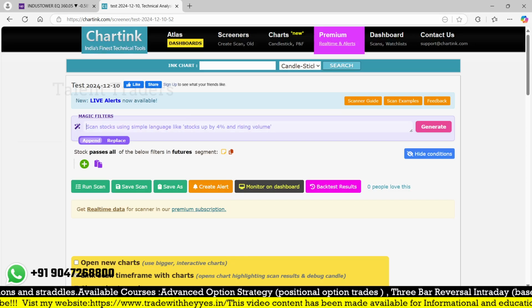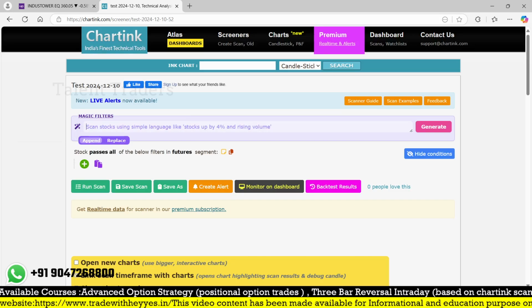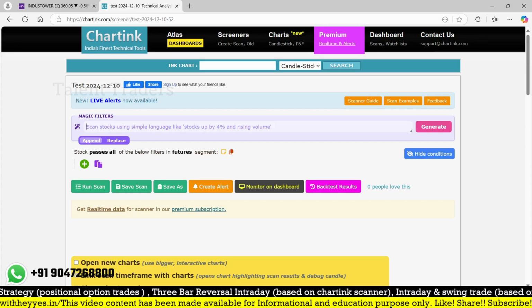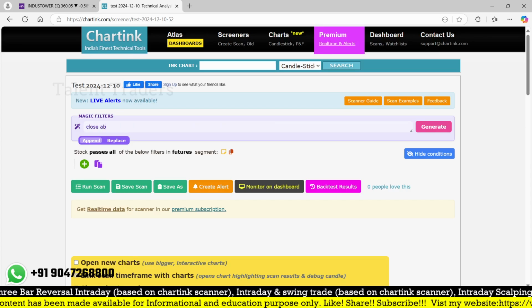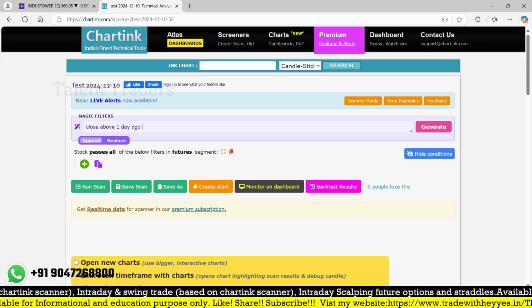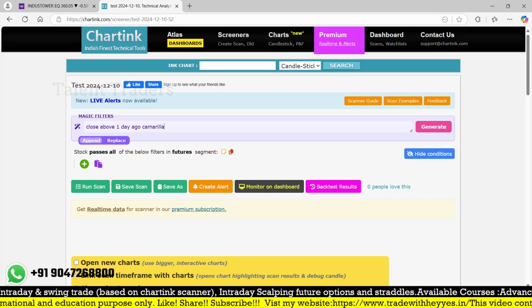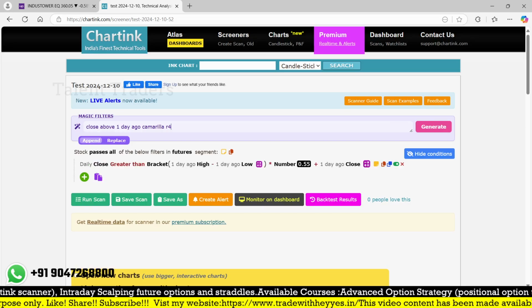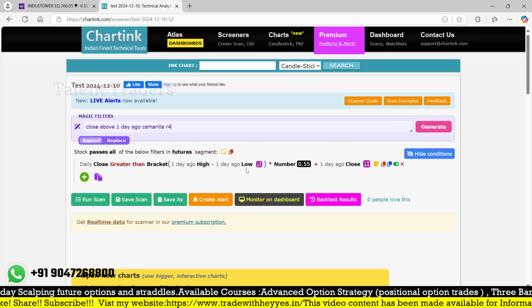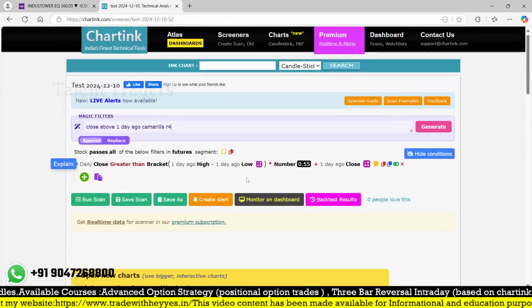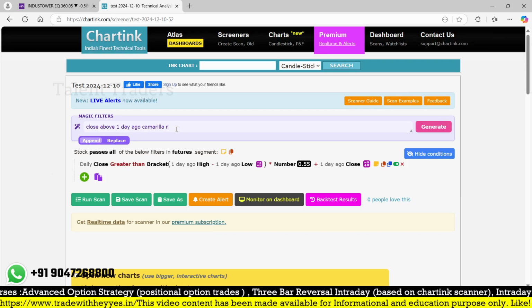But it is an easy way where we can create conditions based on this. Pivot is not working. Camarilla, stock close above 1 day ago Camarilla R4. Will this work? Yeah, I think 1 day ago low, and this one may work. So stocks which closed above the Camarilla. Let me try R3.